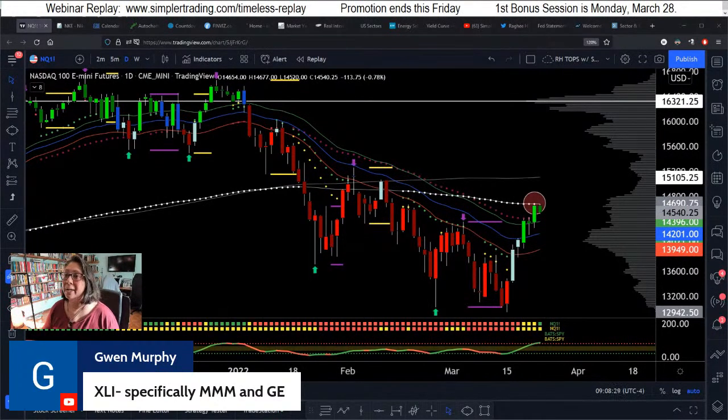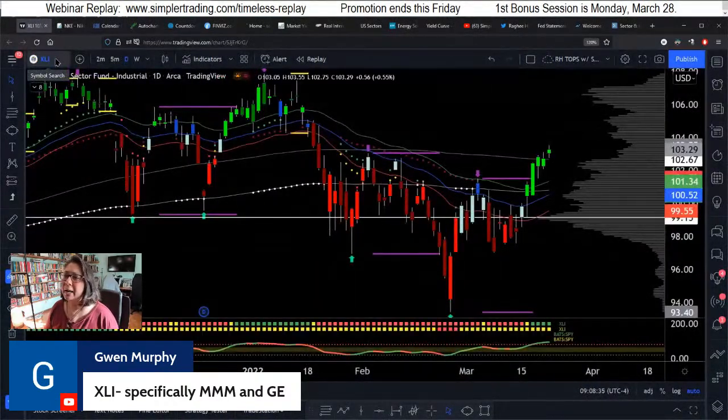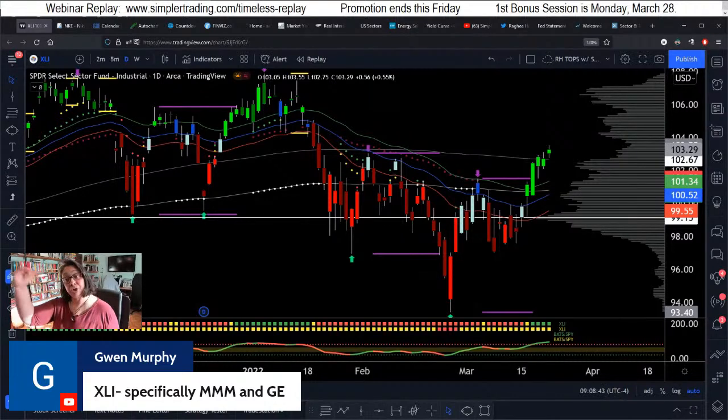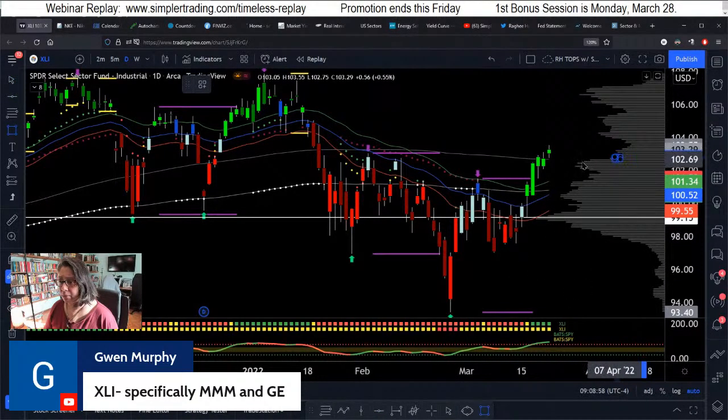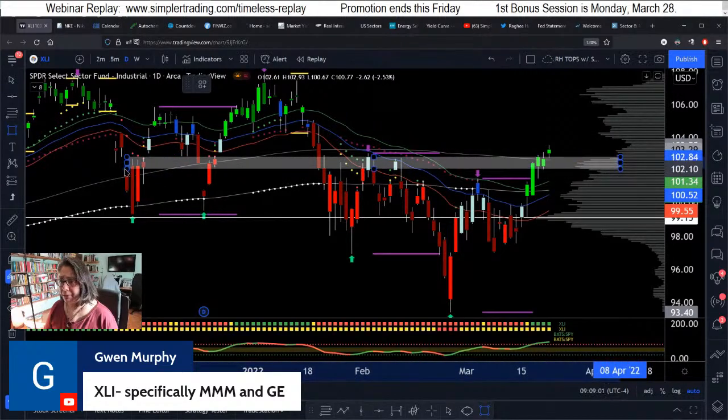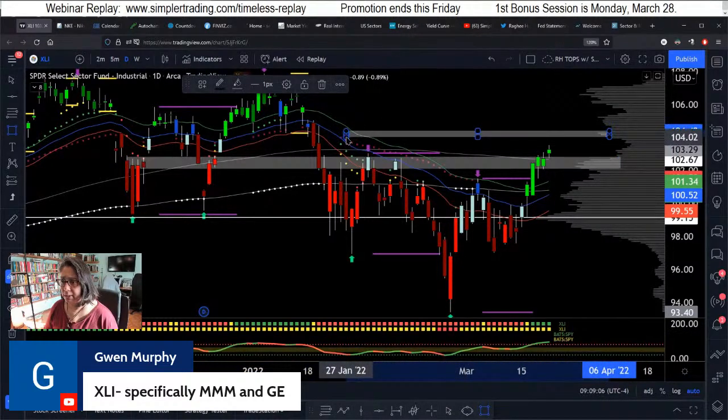Okay, so let's get to it. Hey there, Gwen. XLI. Sure, let's start there, but specifically 3M and GE. So what is the overall market trend of the XLI? It's chop, right? But it's chop that at the moment is north of the 200. I would say some interesting volume zones. Got an interesting volume zone as support right there, and an interesting volume zone as resistance right there. So just kind of pointing that out.